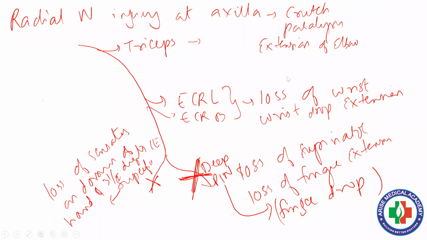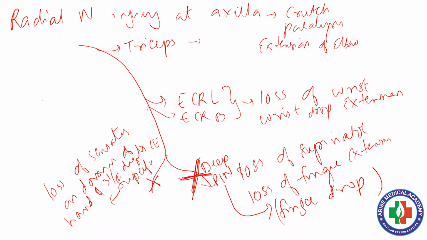Yes, if there's damage to spiral groove, everything below that is lost. Okay, so sensory loss is there, finger drop is there, wrist drop is there. Clear? But elbow extension is not lost. So don't think that, okay, triceps will be lost. No, triceps is spared. Triceps is not damaged if there is damage at the spiral groove. Are you all okay, guys? Anything else? Are you okay with this thing?